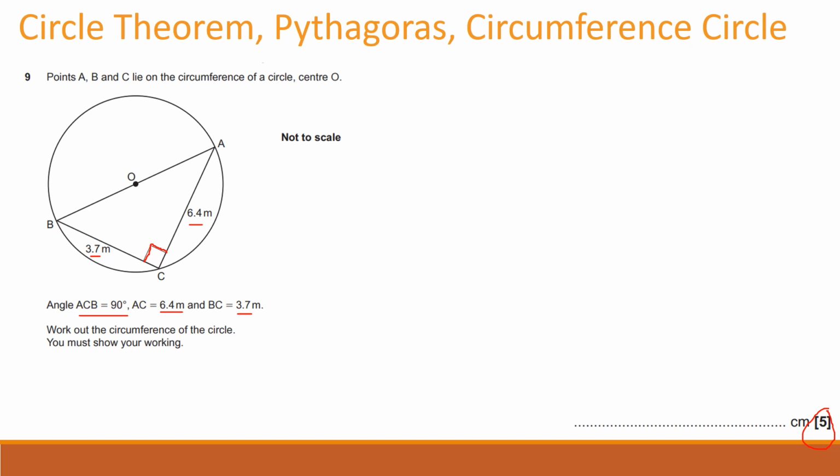Now the diameter of this circle is the distance between B and between A. All the way across there is my diameter. And it's also the hypotenuse of the triangle because it is the side opposite the right angle. So we're going to be using Pythagoras to start with, and you should remember that Pythagoras' theorem says a squared plus b squared equals c squared.